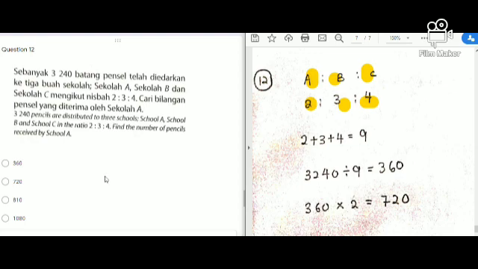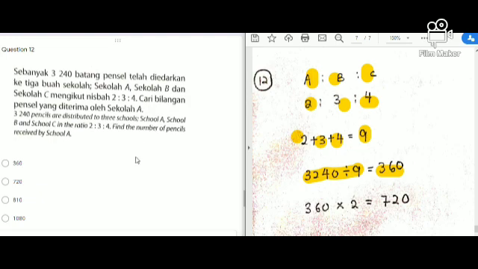Okay. For this question, you need to do addition of all the ratio. So you plus 2 plus 3 plus 4. So total of the ratio is 9. Okay. So overall pencil that they want to donate is 3,240. So you divide that number with 9. So you will get the ratio for one school will get 360.